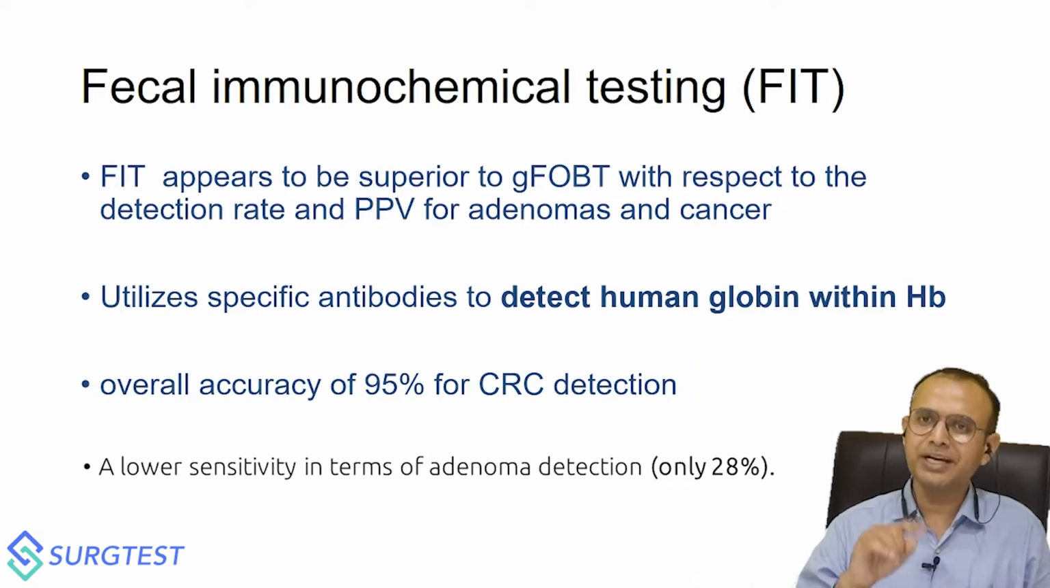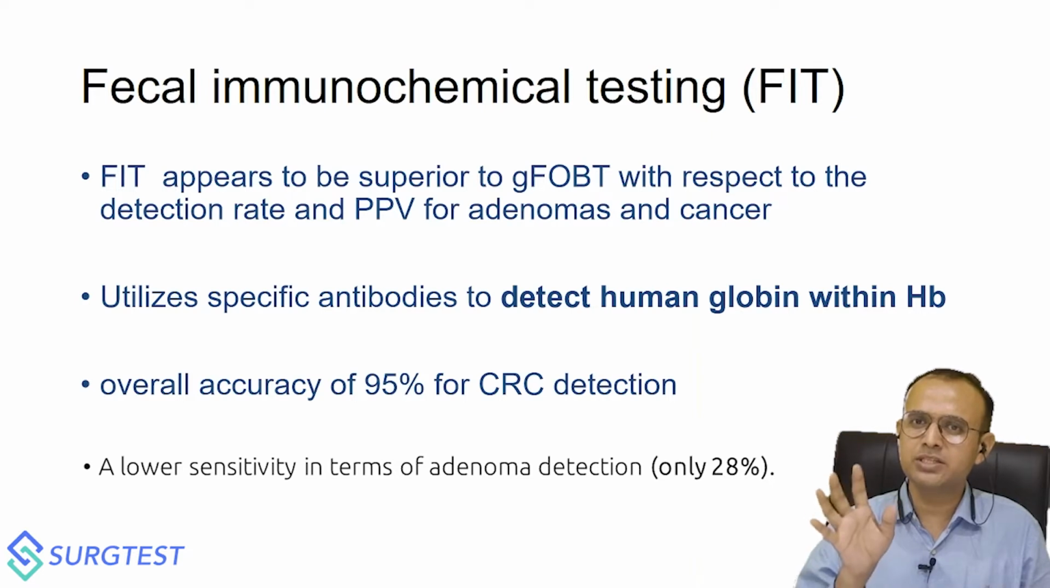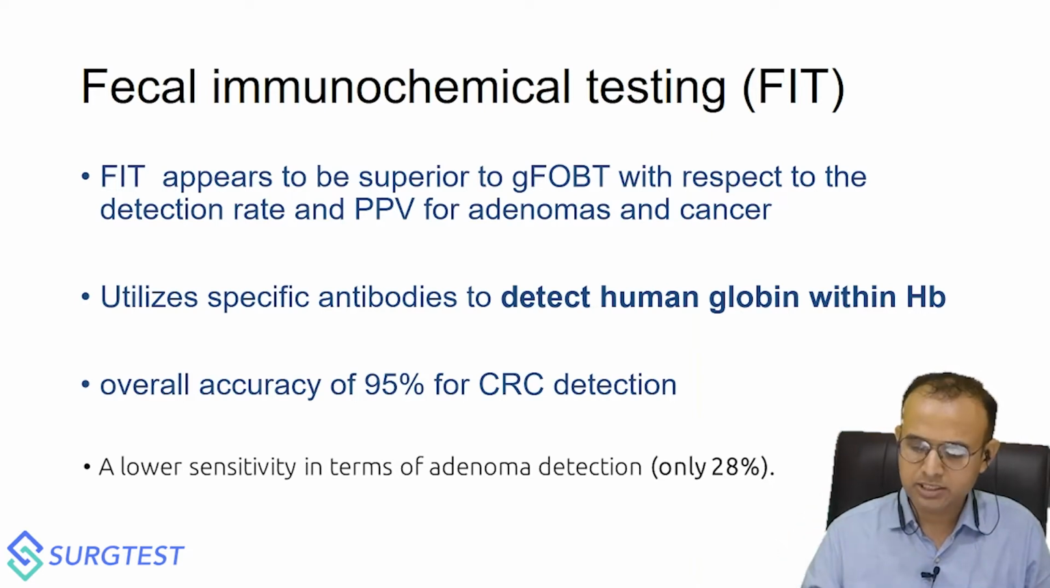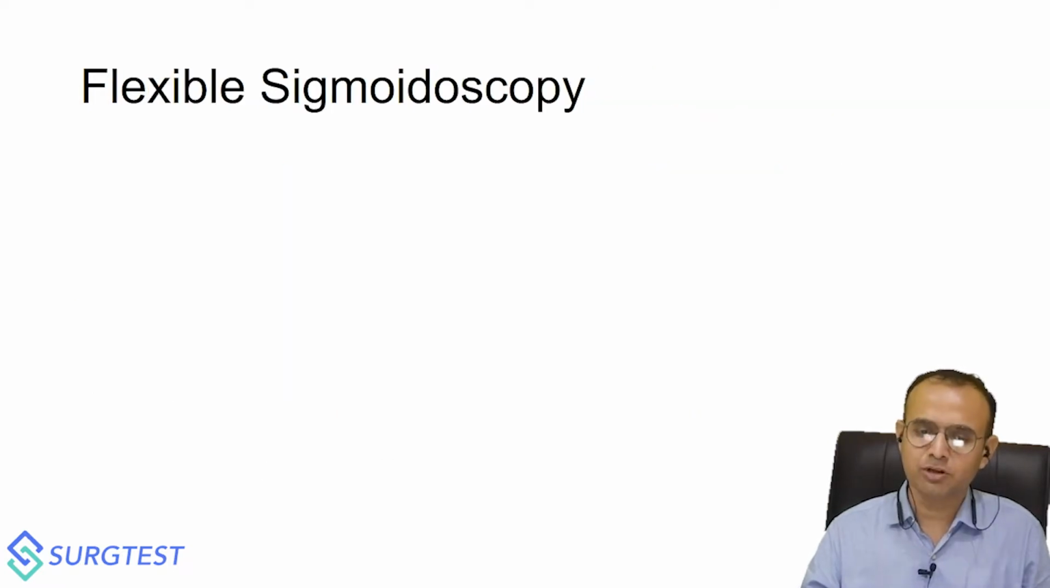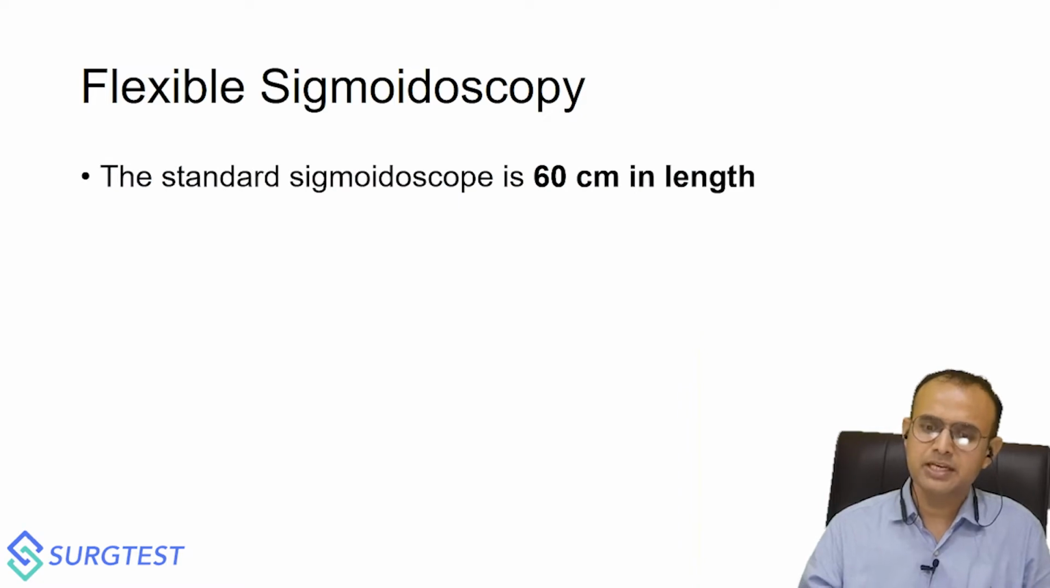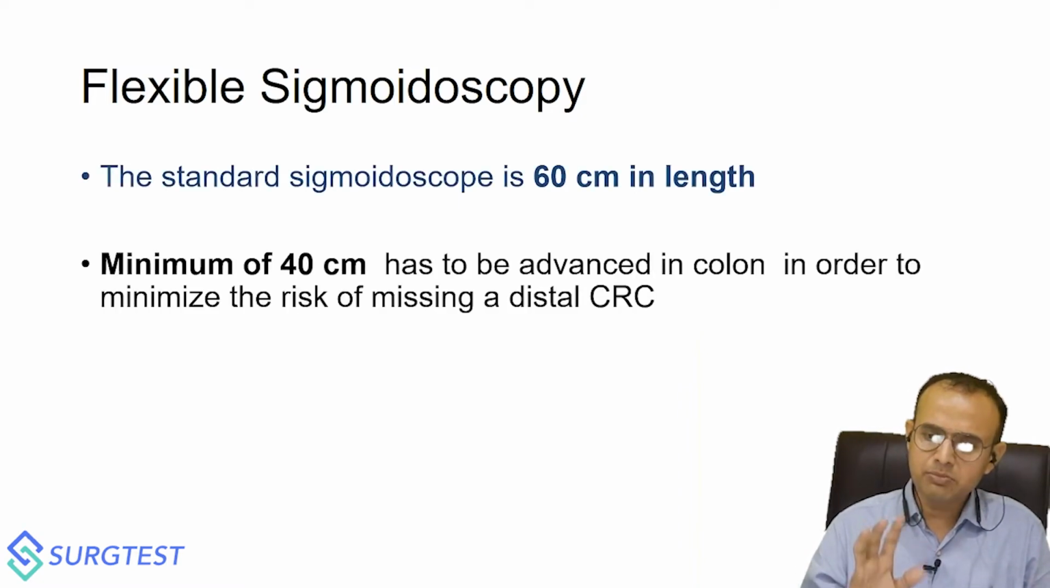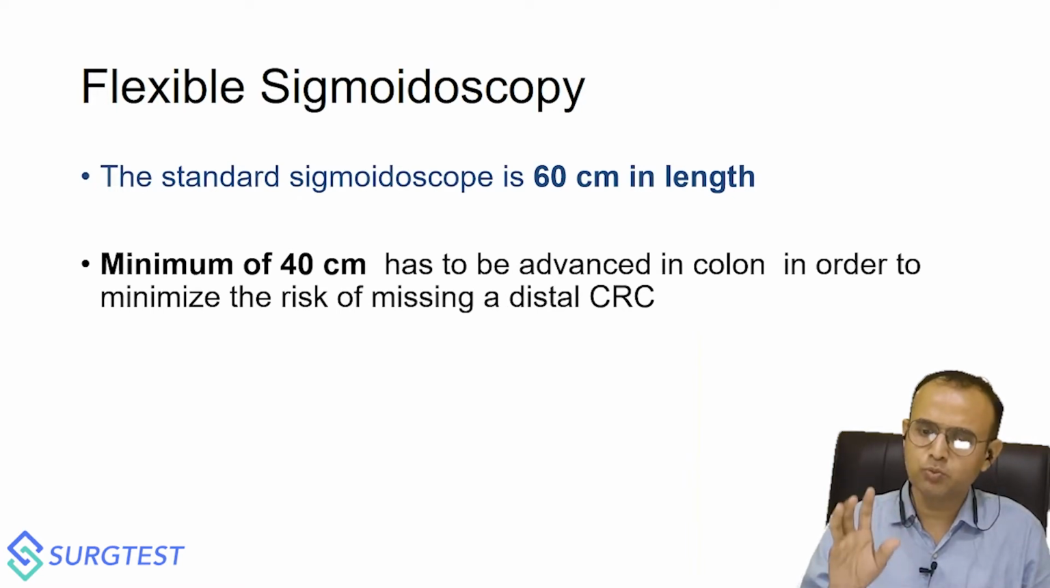So as compared to FOBT, the FIT test is the better fecal test utilized in screening programs of colorectal cancer. Next comes the flexible sigmoidoscopy. The standard sigmoidoscope is 60 centimeters in length, and a minimum of 40 centimeters has to be advanced in the colon in order to minimize the risk of missing lesions.